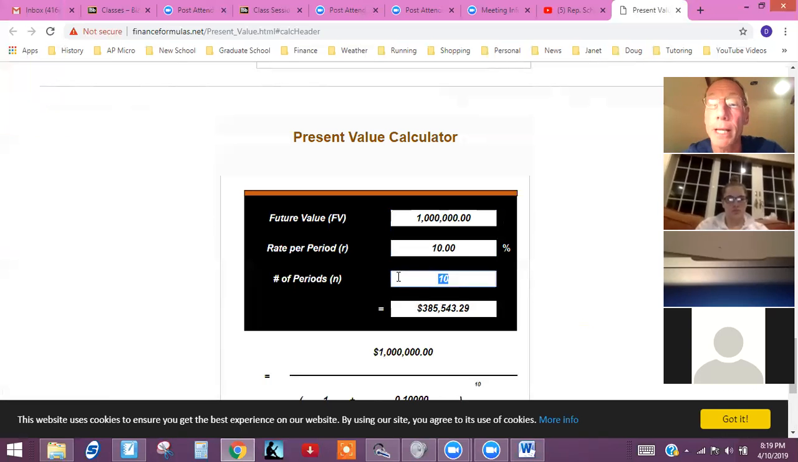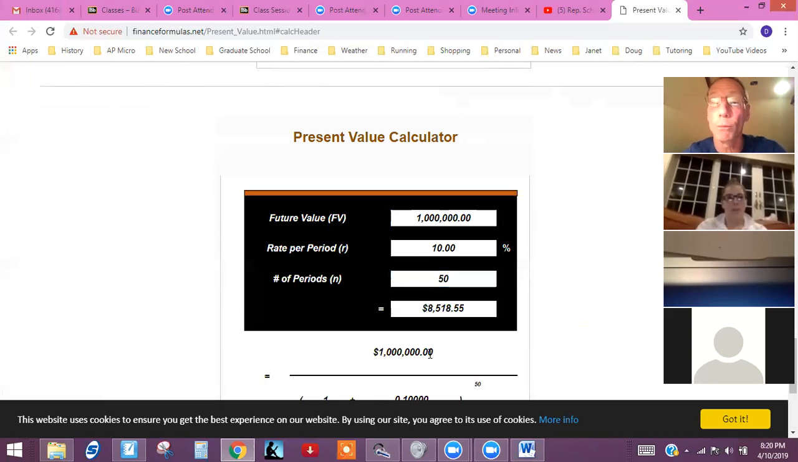Or even 20 years, right? For 20 years, you'd have to have 148,000 to start off with. That would be your present value. If you were willing to wait 50 years, if you were really young and you didn't have to have it till you're a little bit older, you would start off with 8,000. So you see how much a difference time makes.